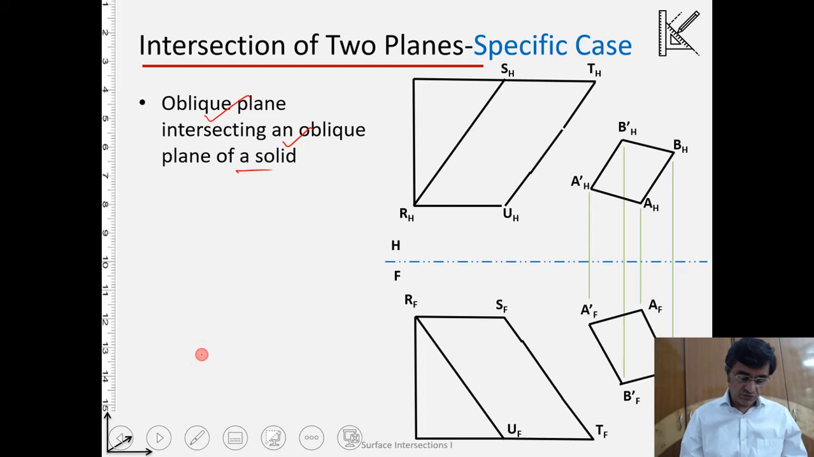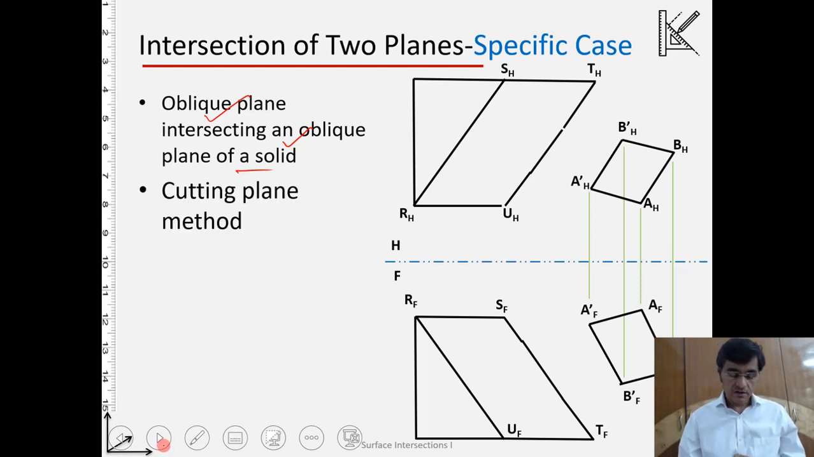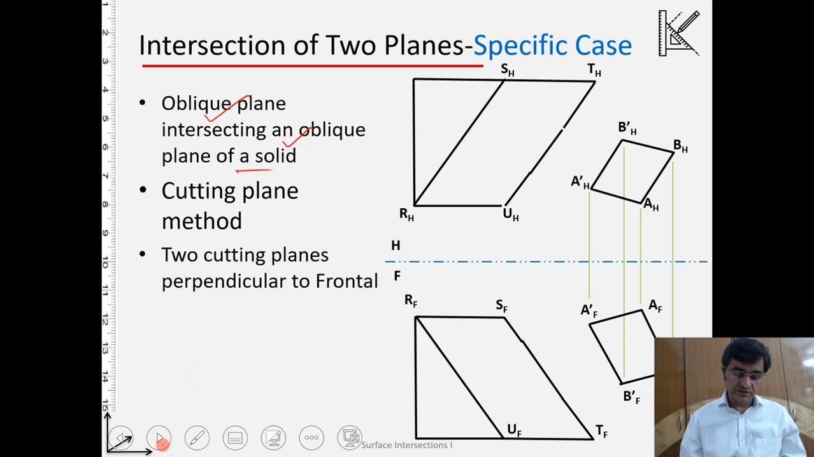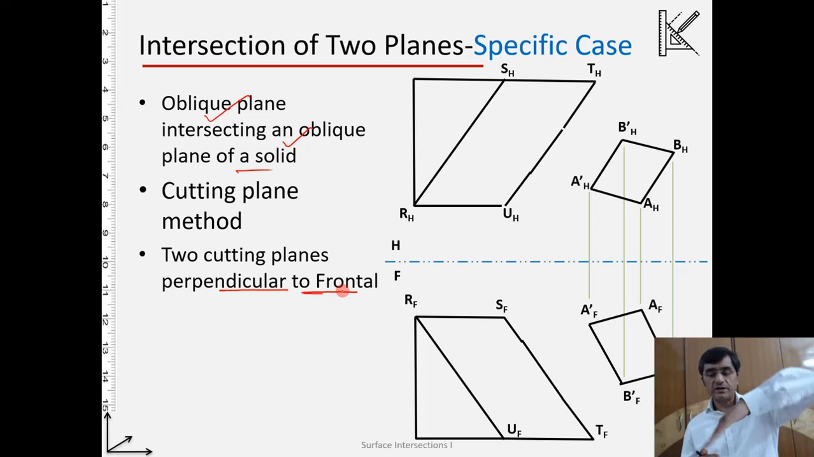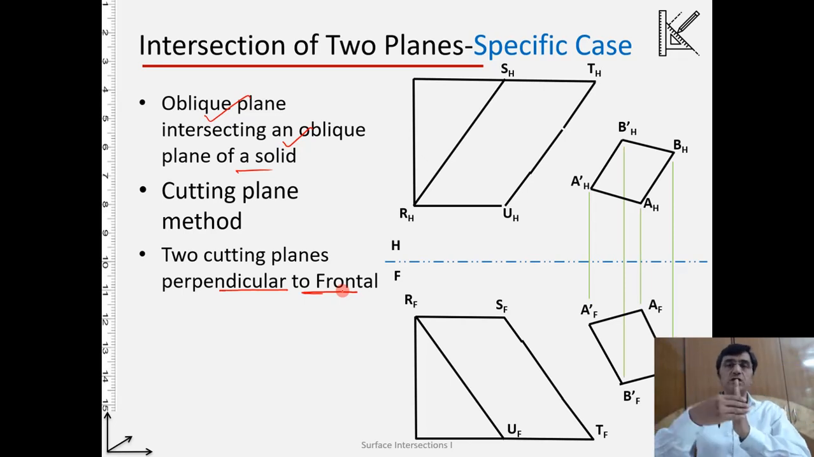So what we'll do, we'll make use of the cutting plane method. We know it, and in this case we'll be using the cutting plane which is perpendicular to the frontal. The cutting plane can be taken, as we have seen earlier, perpendicular to the frontal. For example, any of these can be the cutting plane because it is perpendicular to the frontal. And right now, to solve this problem, we will use two cutting planes. One plane I will take such that it consists of the line A dash. Another cutting plane will consist of the line B dash.